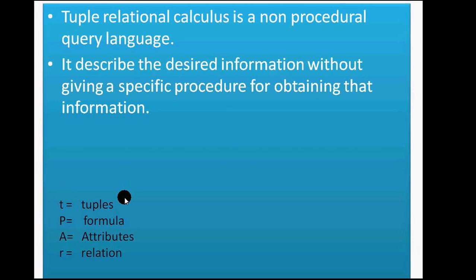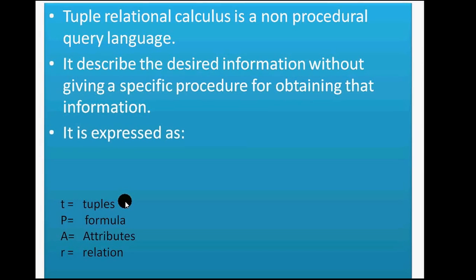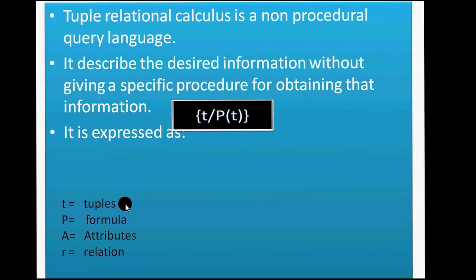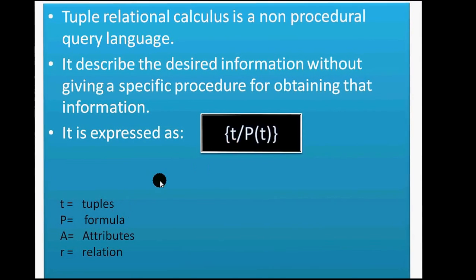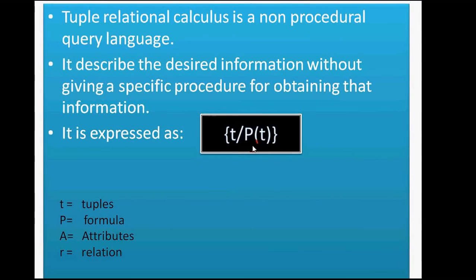Okay, so tuple relational calculus is expressed in this form, where T denotes the tuples and P is a formula. P is also called a predicate. So what does it represent? Basically it is a set of all tuples t such that the predicate P is true for t. Okay, I'll repeat. This represents a set of all tuples t such that the predicate P is true for t.